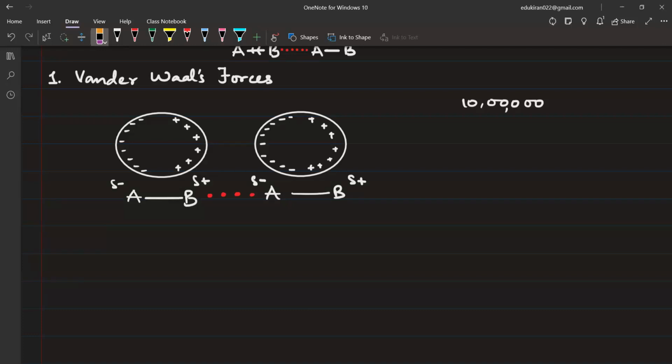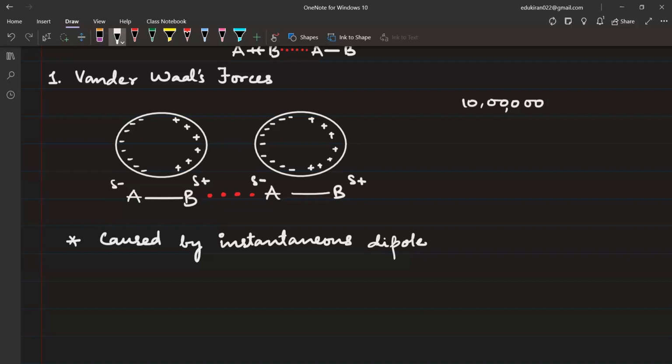Obviously, it will be a very weak force. It is the weakest force that you can have. Please write. Caused by instantaneous dipole. Caused by instantaneous dipole.